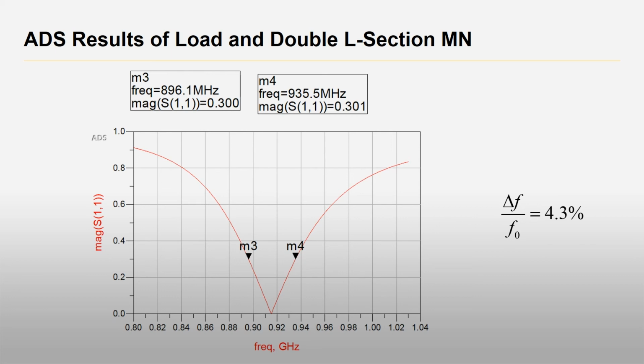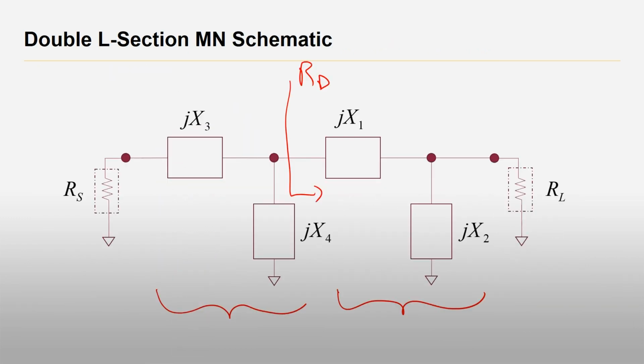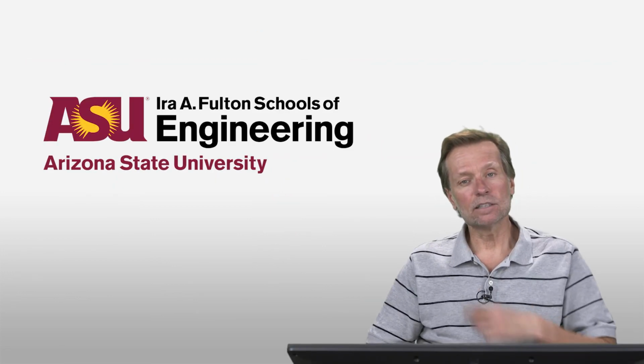One thing I would like to point out is that when you have a double L-section matching network, one of the advantages is you can actually use optimization to broaden the frequency range by not forcing a perfect match at the center frequency. In fact, if you did that for both the L section and the double L section, you would likely find that the double L has significantly greater fractional bandwidth than the single L section. And that concludes this session.